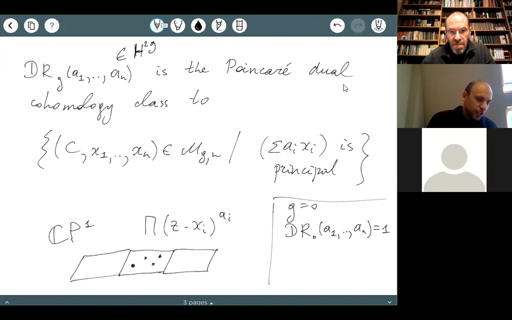So for higher genus, this divisor is an element of the Jacobian of the curve. And the Jacobian of the curve is a G-dimensional complex torus. So in this G-dimensional complex torus, you have the trivial divisor zero and this divisor sum AIXI, and you ask them to coincide. So if you have a family of curves, usually they coincide on the locus of codimension G.